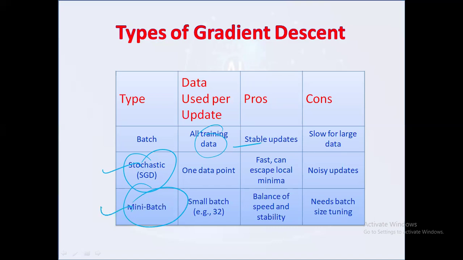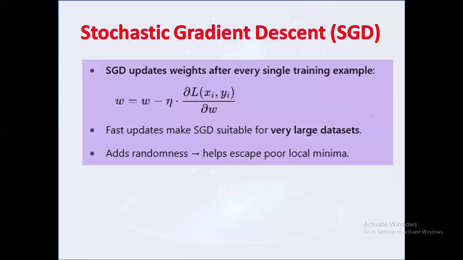Mini batch gradient descent strikes a balance by using small batches of data, for example 32 or 64 samples, allowing faster convergence with moderate stability. Choosing the right type depends on the dataset size and the computational resources. Next is stochastic gradient descent, SGD.